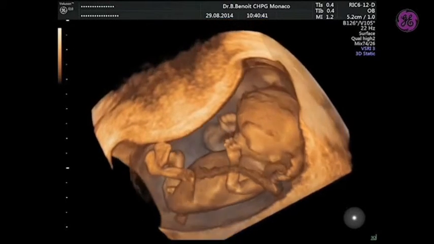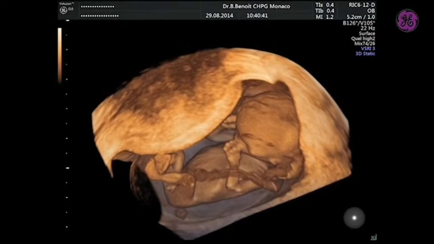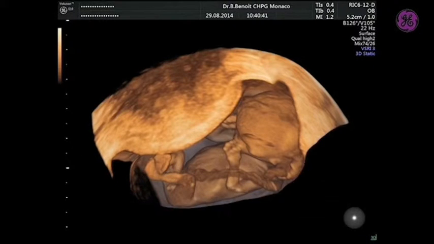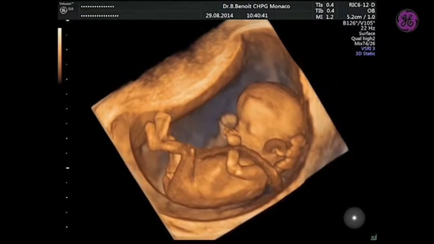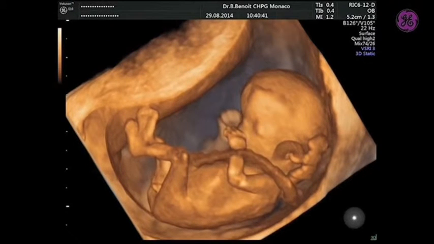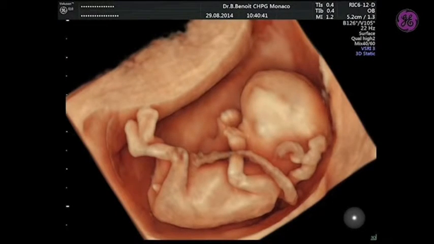Rotate, and now I will remove the yolk sac. You can see the yolk sac here close to the bottom. And this is a view of this fetus. And this is a display with the surface render mode, the classic one. But now we can use the new HD Live. This is HD Live.